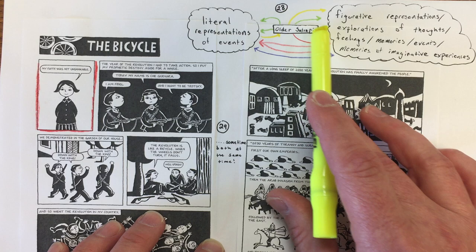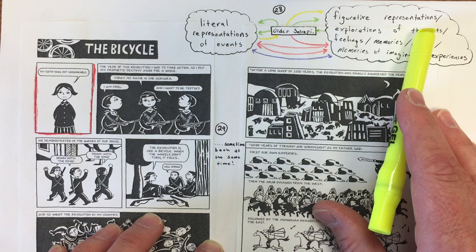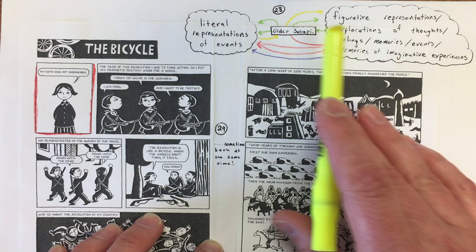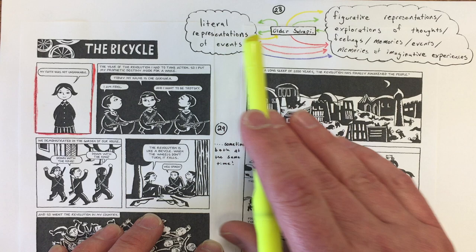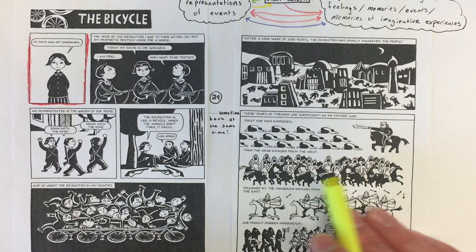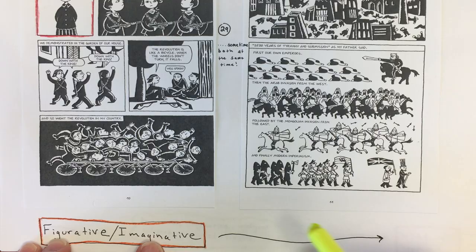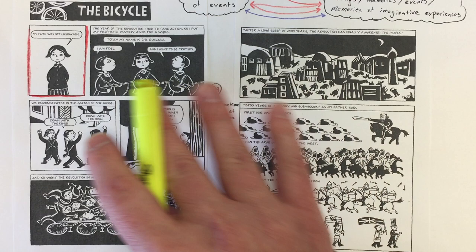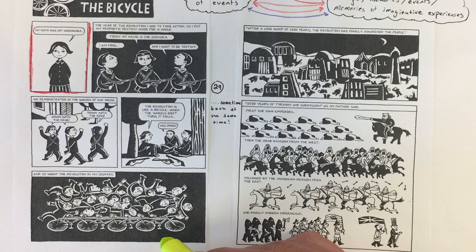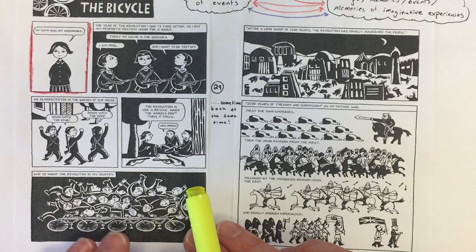So that older Satrapi here, what does she do? She's guiding us back and forth between figurative representation to literal representation to an exploration of a thought or a feeling to a literal representation to a symbolic representation of literal events to things that didn't in fact happen, and it's very powerful, I feel. And so we have this figurative and imaginative reality here. That's all this is. Did she play war with her friends? Probably, but this image right here is pure abstract metaphor, a visual metaphor, and here a verbal metaphor for the revolution. Obviously, it wasn't just a simple process.